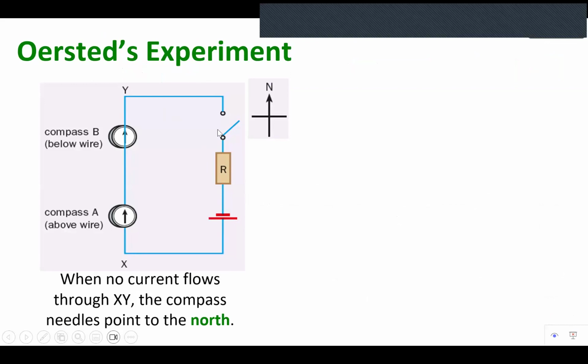So when the switch is open, no current is flowing. He observed that all the compass needles point to the earth north, because a freely suspended magnet will always point in the north-south direction. He placed one compass below the wire and one compass above the wire. And both of them just point to the earth north, indicating that there is no magnetic field around this wire.